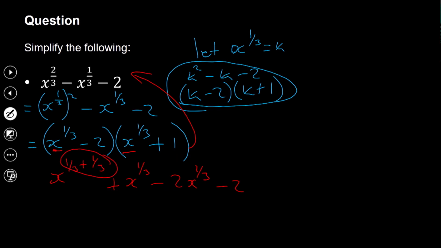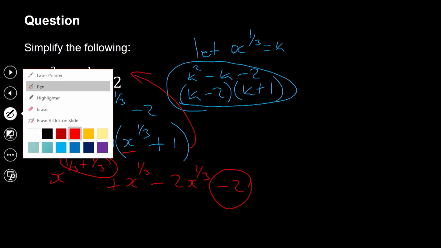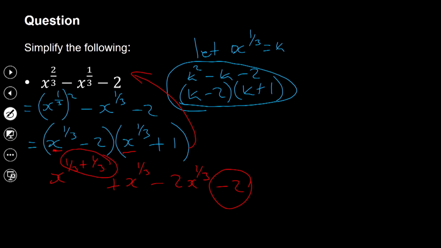The 1 over 3 plus 1 over 3 gives me 2 over 3, and then x to the exponent of 1 over 3 minus 2x to the exponent of 1 over 3 will definitely give me just 1x to the exponent of 1 over 3, but a negative 1, and then my negative 2 will be there. So that's just an extra step that you can add for yourself, but on the side, so that you know that you actually factorized this correctly.